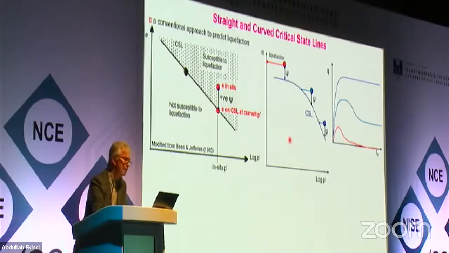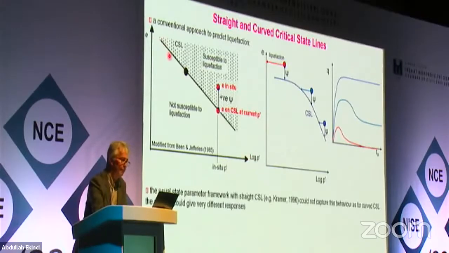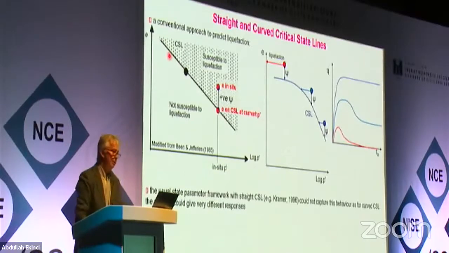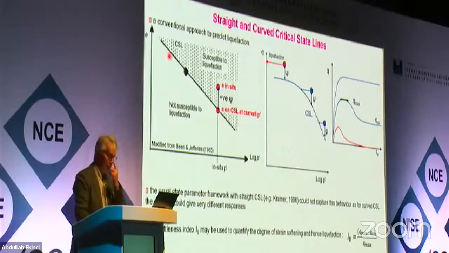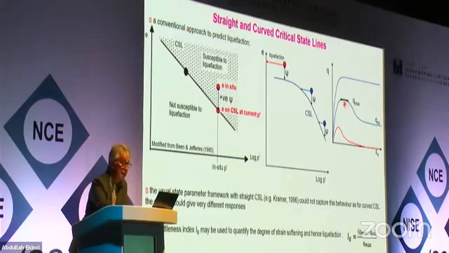And all critical state lines must be curved eventually. On the log scale, it cannot be straight forever. So the usual state parameter framework with a straight critical state line cannot capture this behavior of curved critical state lines. Same sign, very different responses. We can use an I_B brittleness index, which is q maximum minus q critical state, divided by q maximum. That's telling us the degree of strain softening, and it's also telling us about liquefaction, because if we have liquefaction, I_B will simply be 1, and if it's strain hardening, I_B will be 0.